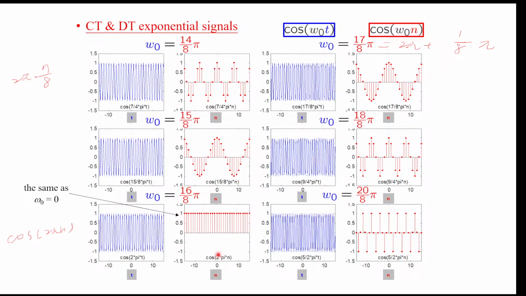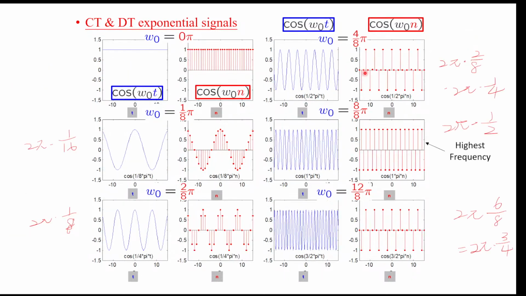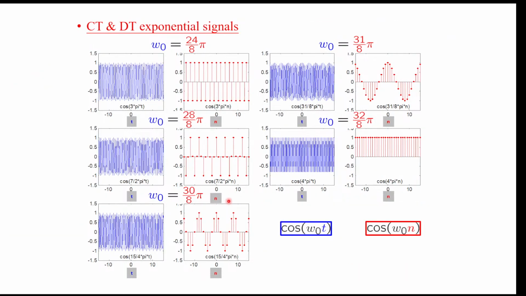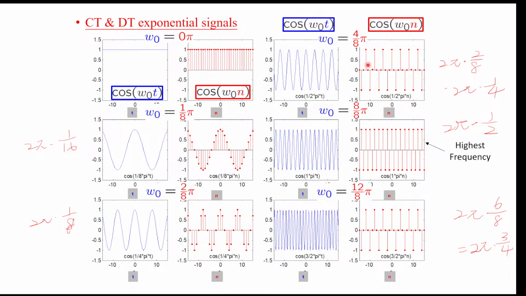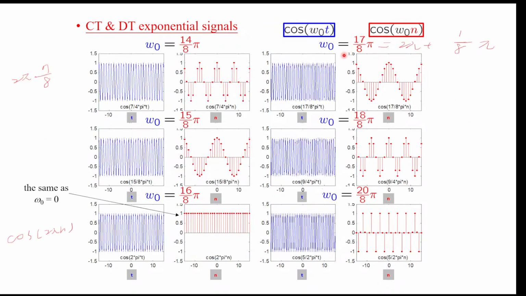And then if we increase omega naught once more, the continuous case will keep oscillating faster and faster, although the picture is too congested to see. But then you see the discrete signal goes back to the same behavior as omega naught minus 2 pi. Okay, so the 16 pi over 8 signal is the same as this 0 signal, and this 18 pi over 8 signal is the same as this 2 pi over 8 signal, etc.